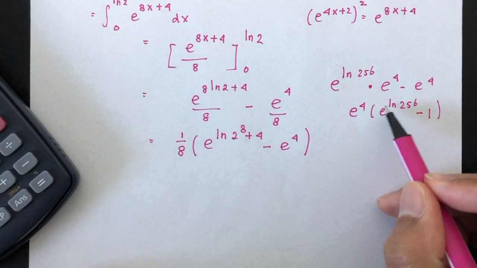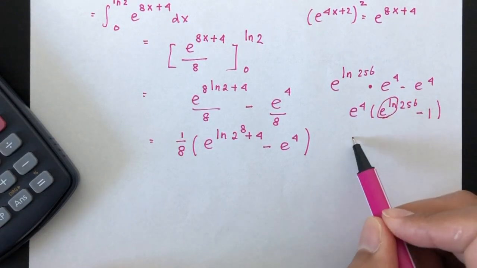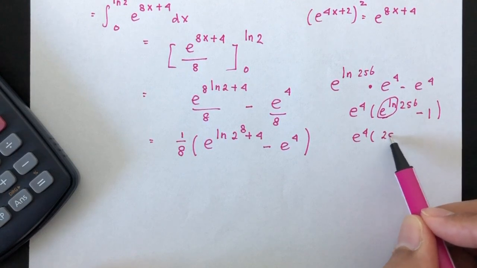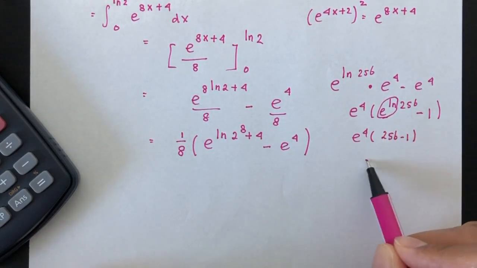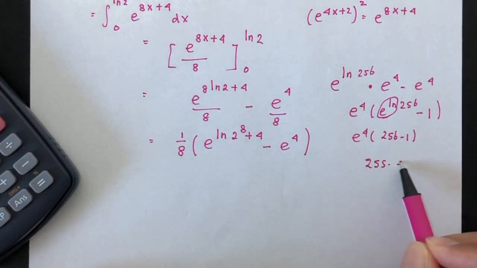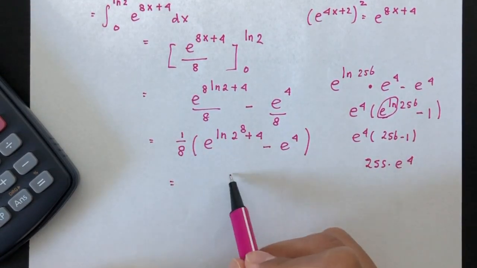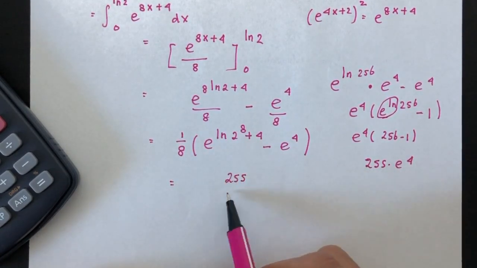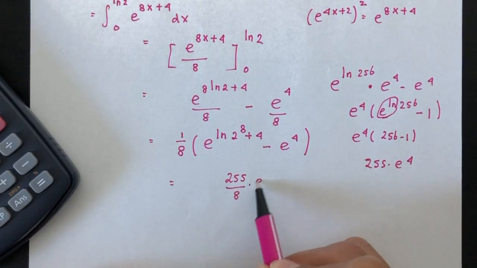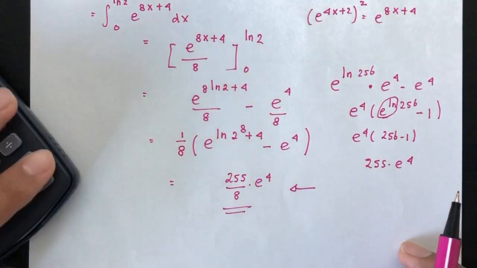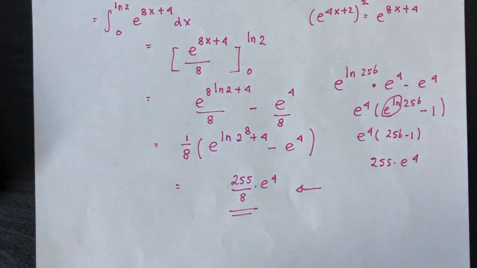So now you have to know e power ln is equal to 1. So you will have 1 times 256, which becomes 256 minus 1, which is 255 times e power 4. So everything here becomes this one. So your answer is 255 over 8 times e power 4. So this will be your exact value for this integral. And that will be question number 7.